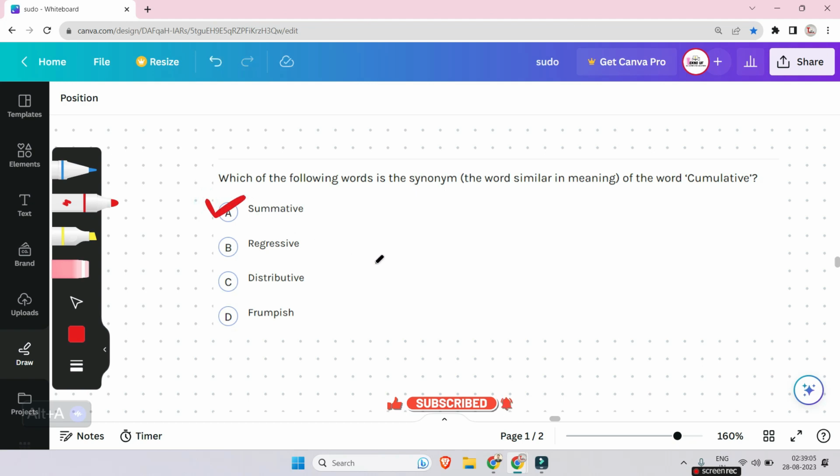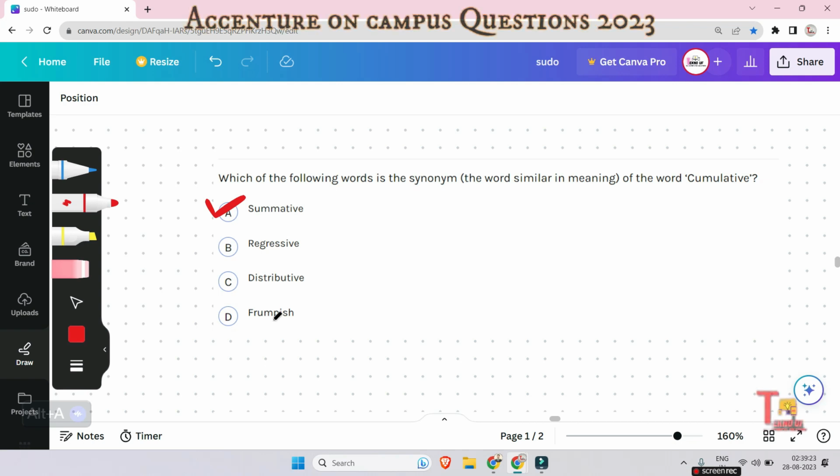Actually, regressive refers to a backward movement, decline, or return to a previous or less advanced state. Distributive relates to distribution or division of something among individuals or groups. And frumpish describes someone who is unfashionable or dowdy in appearance, often neglecting their personal style or grooming.